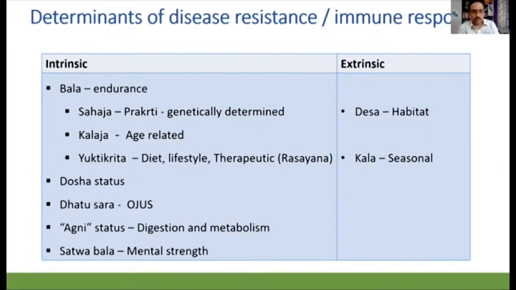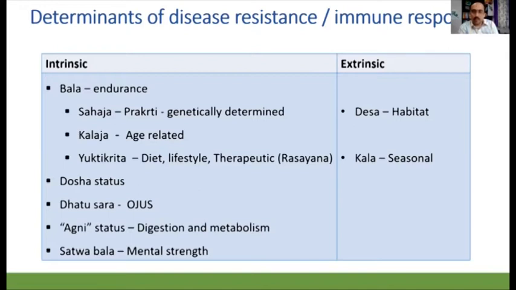So whenever there is any disturbance in the dosha balance, that also can lead to weakness in the immune system, leading to diseases. And next is the dhatu status. I have already told that there are 7 dhatus. Whenever the dhatus are in their excellent state, then the body will be more resistant. So the overall essence of the dhatu is considered as ojas in Ayurveda.